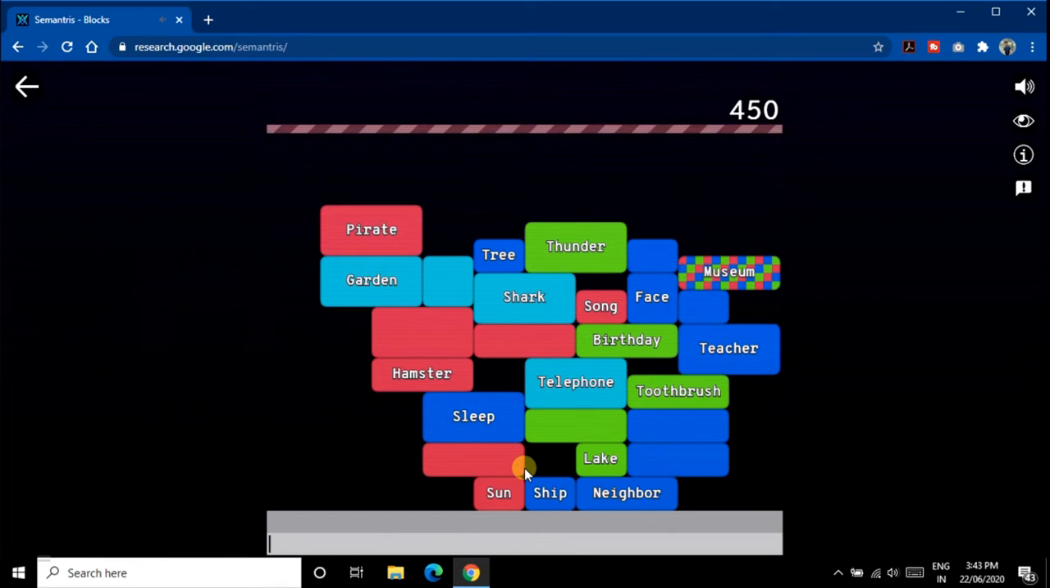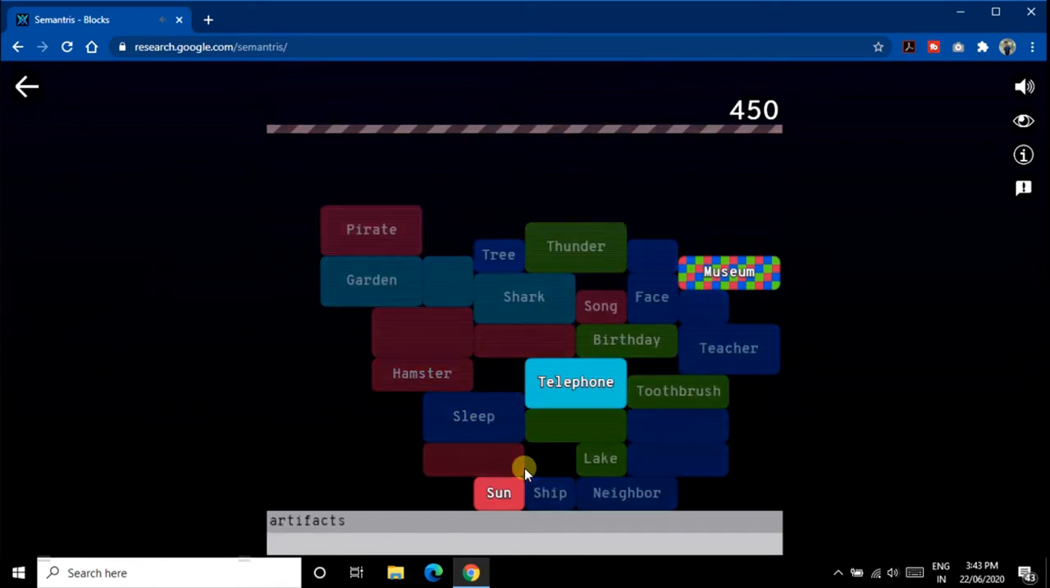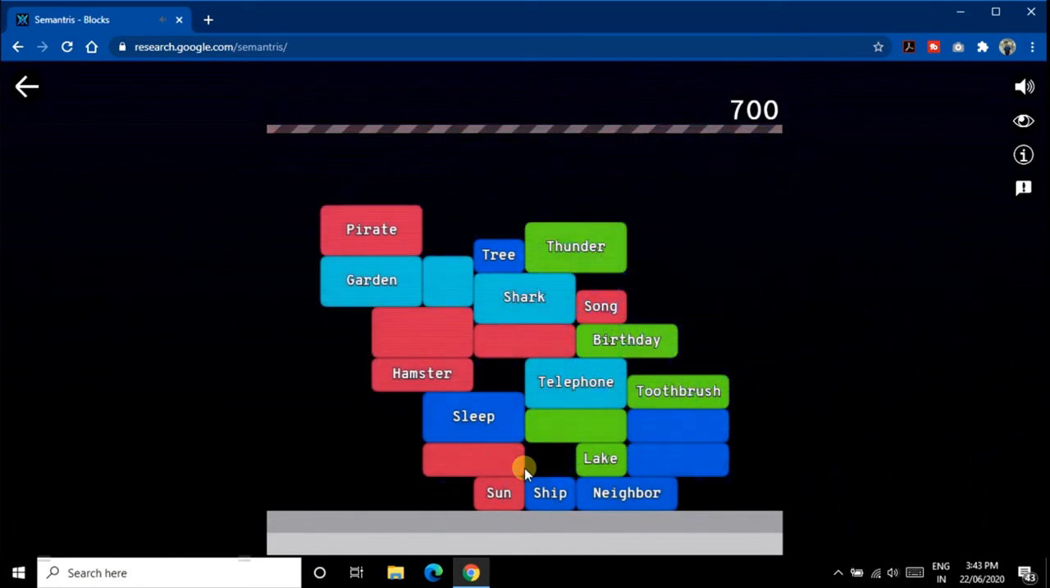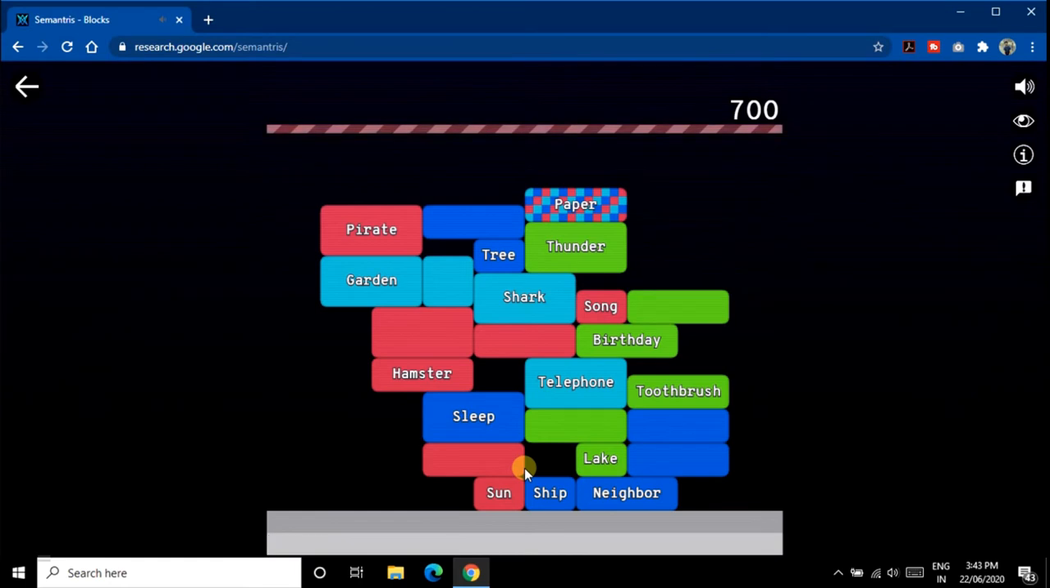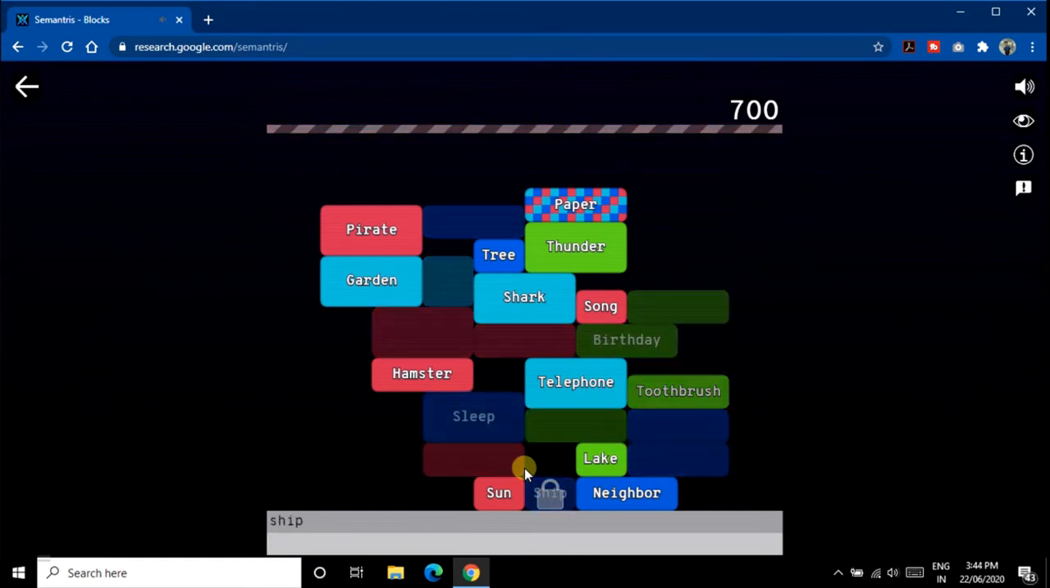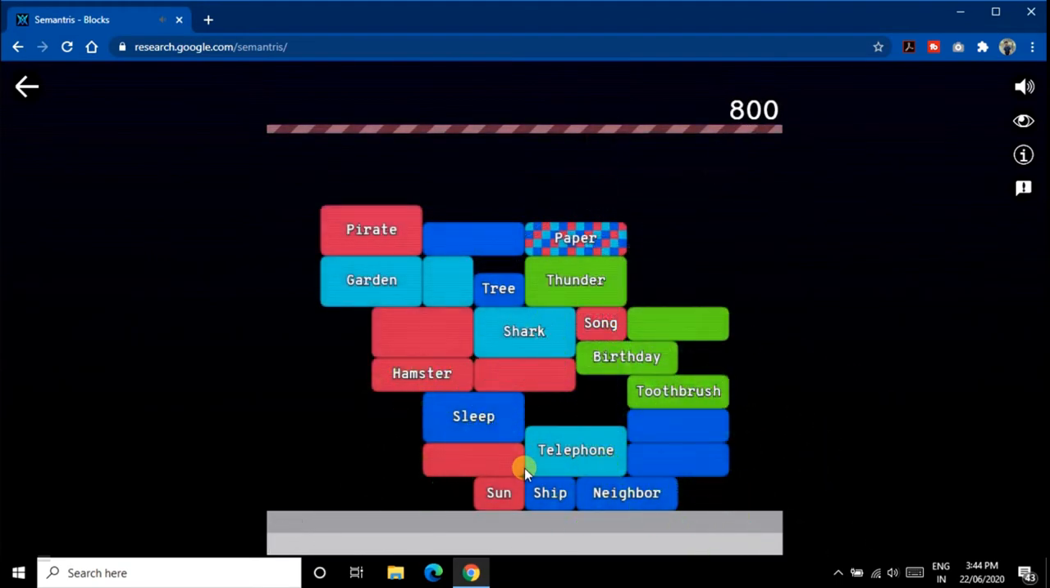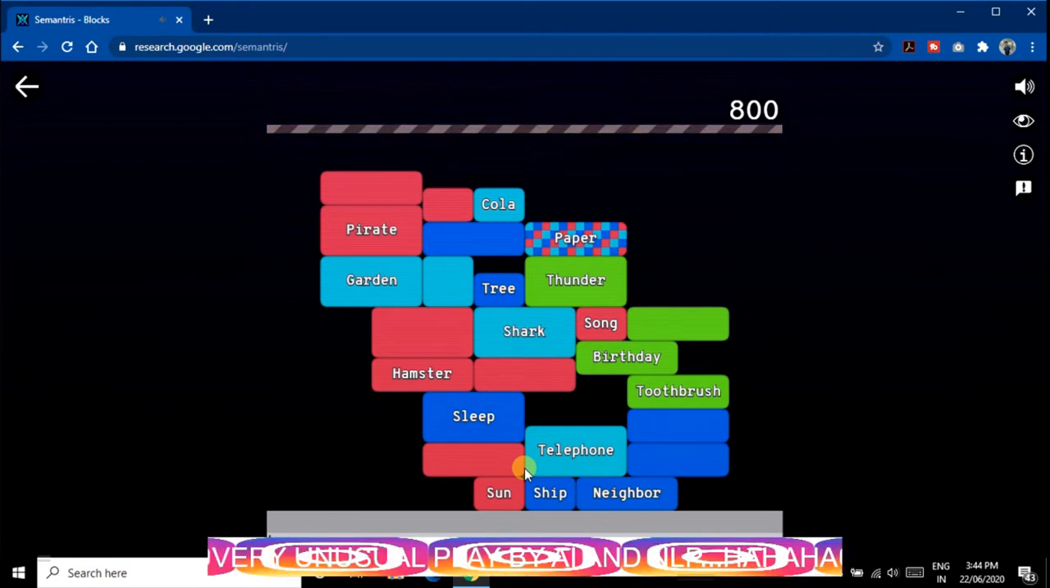Now let's go to museum. I will go for artifacts. Let's see what it does. And it's going to take that block. Now, we are almost at the top of the line. Think about pirate. We go for ship. Let's see what it does. It's going to go for lake. Okay, it's going up. Cola. Okay, I'm going to go for cold drink.